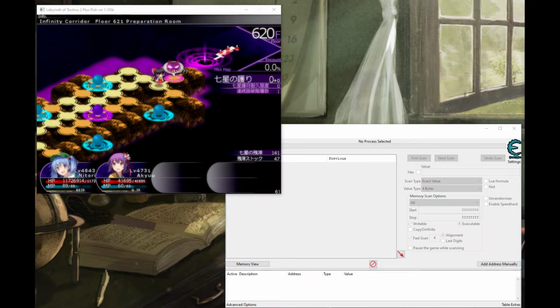So in this video I'm going to document how I went about extracting the accuracy and evasion formula from this game. This is mostly so that I don't forget it, but if this helps other people understand and apply it to other stuff we don't know about the game, that would be great too.